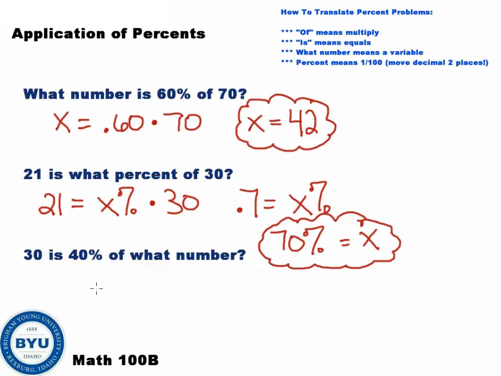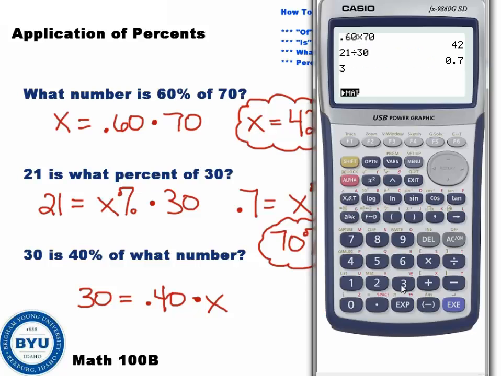On this last one, 30 is means equals 40% means 0.40, and of means multiply. What number is x? So to solve this one, we're going to divide both sides by 0.4. 30 divided by 0.4 is 75.